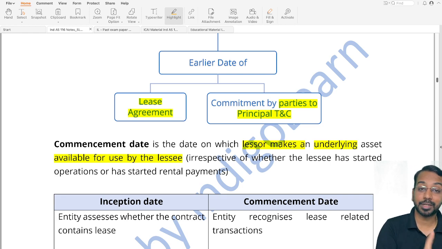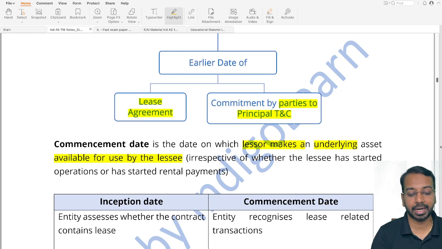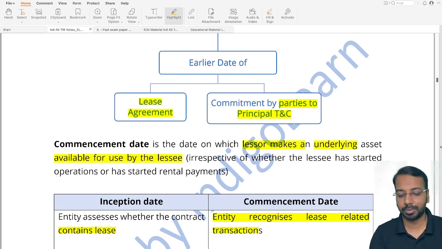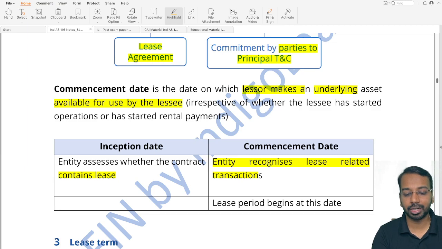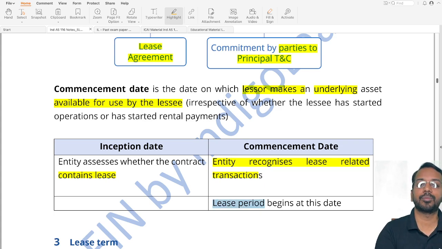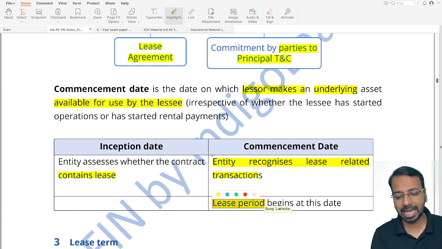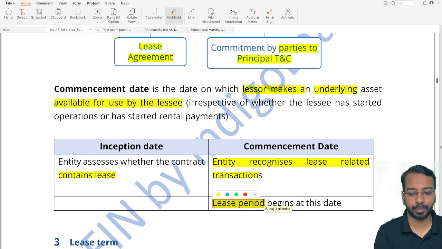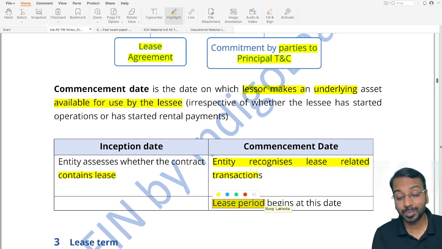Now, inception is important only for assessing whether the contract contains a lease or not. Commencement is important because from the commencement date, you will start accounting for lease related transactions. In most of the cases, the question will not confuse you between commencement and inception. They will just have a single date. But in some cases, it may be possible that the commencement is different and inception is different. And second, the calculation of lease period will begin from the commencement date. As I told you, in exam, most of the time you will have only the commencement date. You will not have the inception date. Okay. Now commencement is important because from the date of commencement you will do the accounting, and the lease period also begins on this date.